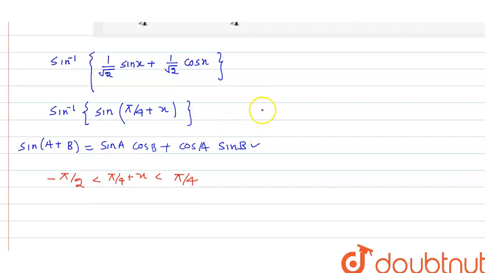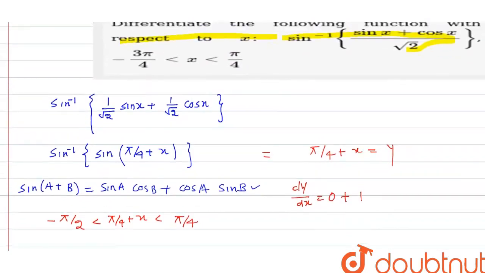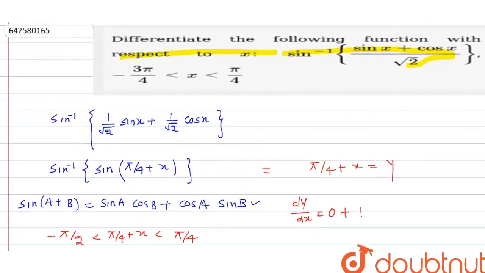So this converts into π/4 plus x, and we know that this is equal to y. So what we do is just differentiate one time. So what we get? dy/dx is equal to 0 plus 1. So the differentiation of this function is dy/dx is equal to 1. This is our answer. Thank you.